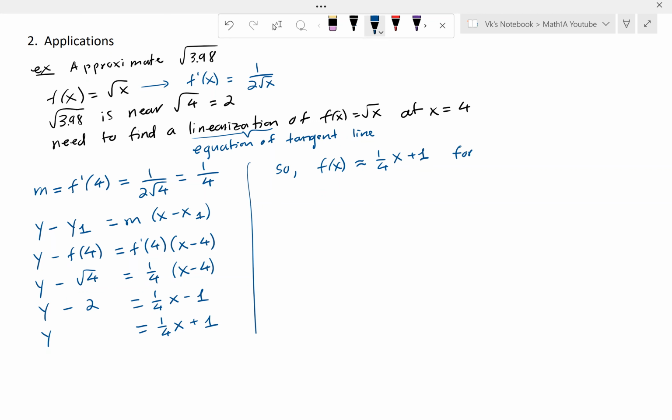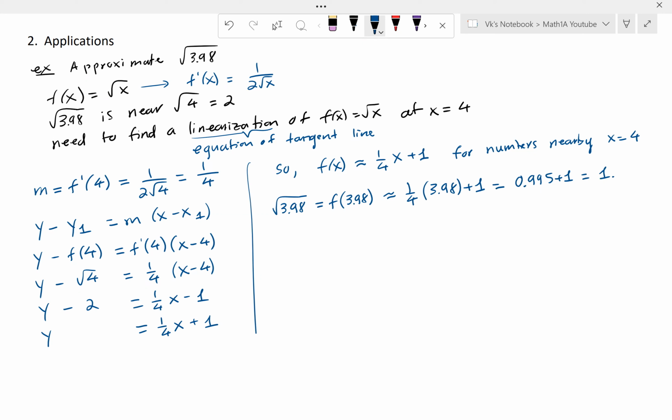for numbers nearby x equal 4. Root of 3.98 equal f of 3.98, and this is approximately 1 over 4 times 3.98 plus 1, and we have 0.995 plus 1, which is 1.995.